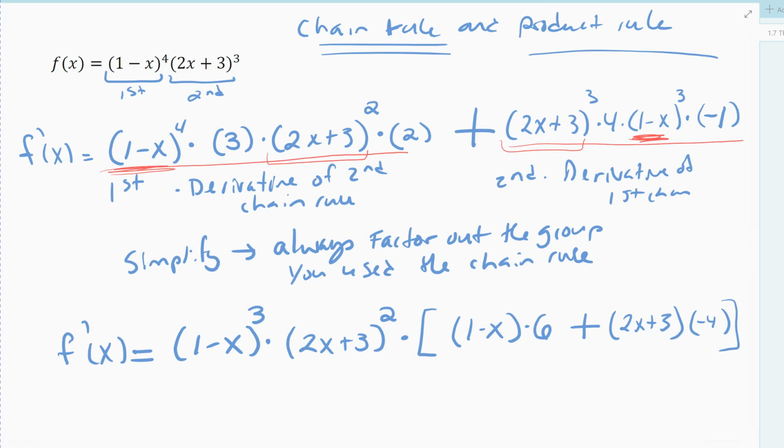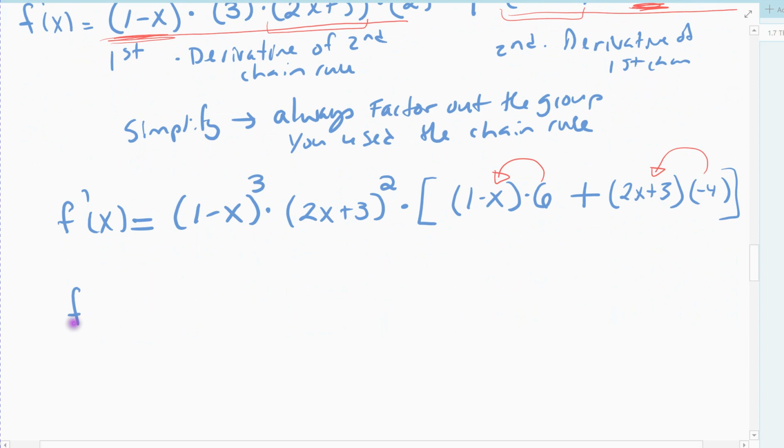Usually that involves a distributive step and a collect-like terms step. Alright, so here I'm going to distribute my 6. Here I'm going to distribute my negative 4. Alright, so out front, those groups don't disappear. They still come along. They're still an important part of my function, so they come along.